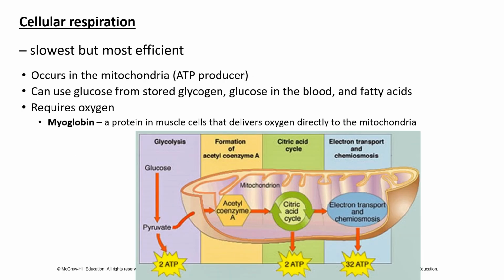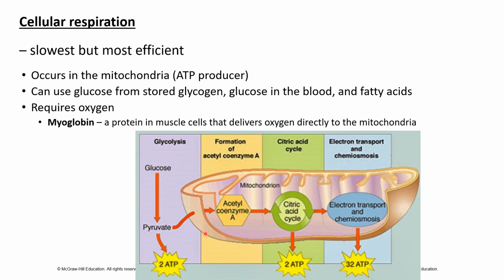Cellular respiration is the last one that we talked about. So this is the slowest but most efficient, and of course you remember this is all happening in the mitochondria. This is where our pyruvic acid is going to be turned into our acetyl-CoA, and that's going to go through the citric acid cycle, electron transport chain, and oxidative phosphorylation to give us our 32 ATPs.